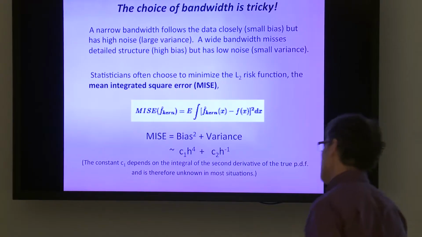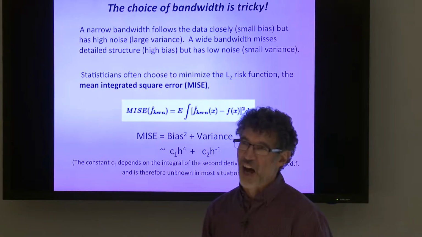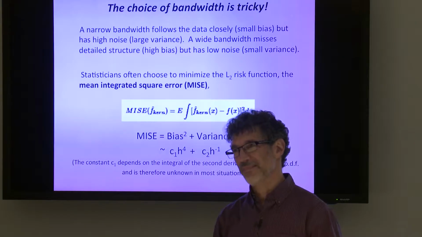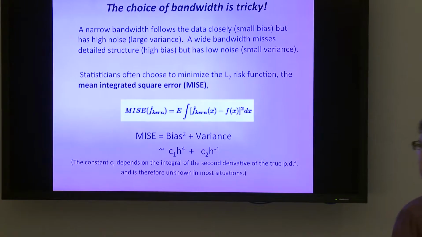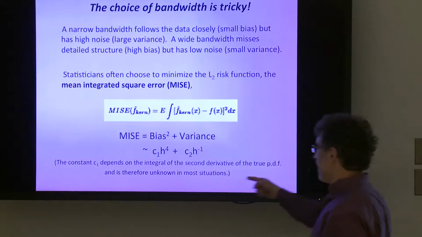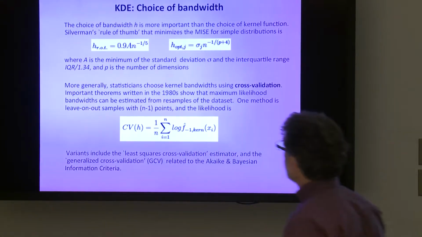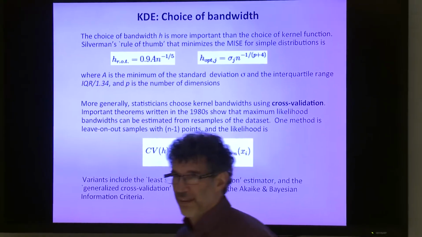The problem is, these constants c are unknown and sort of unknowable. So you can't really formally minimize it analytically. Okay? Because it depends on the integral of the second derivative of the true PDF, and it therefore is unknown. So you've got to estimate them. So how do you estimate this width?